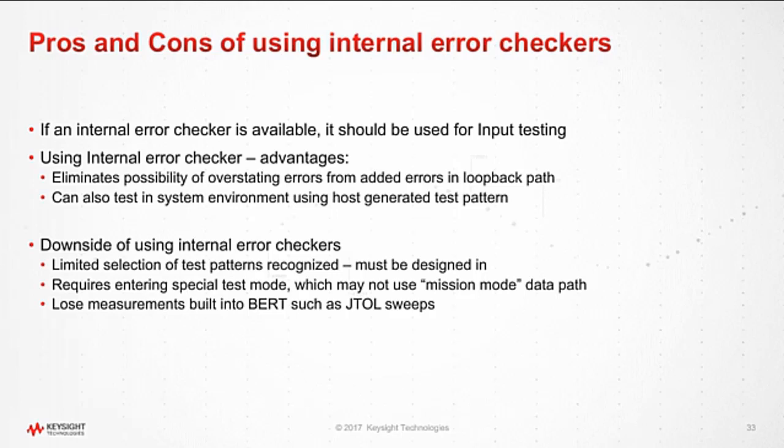You might not have the ability to do that with the internal error checker, and it requires a special test mode to go into the error checker, so that's not the mission mode. And just because you're having to reconfigure the data path inside the chip itself, you might be missing some things in the data path that a loopback signal would show. We would see problems with errors being introduced elsewhere in the data path. And then you lose the ability for all these automated measurements such as a jitter tolerance sweep.